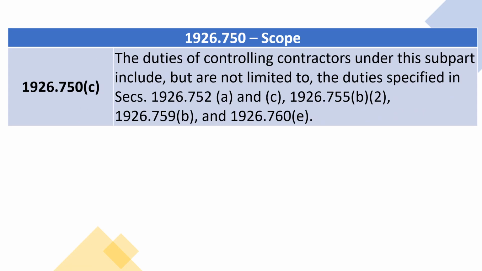1926.750(c). The duties of controlling contractors under this subpart include, but are not limited to, the duties specified in Secs. 1926.752(a) and (c), 1926.755(b)(2), 1926.759(b), and 1926.760(e).